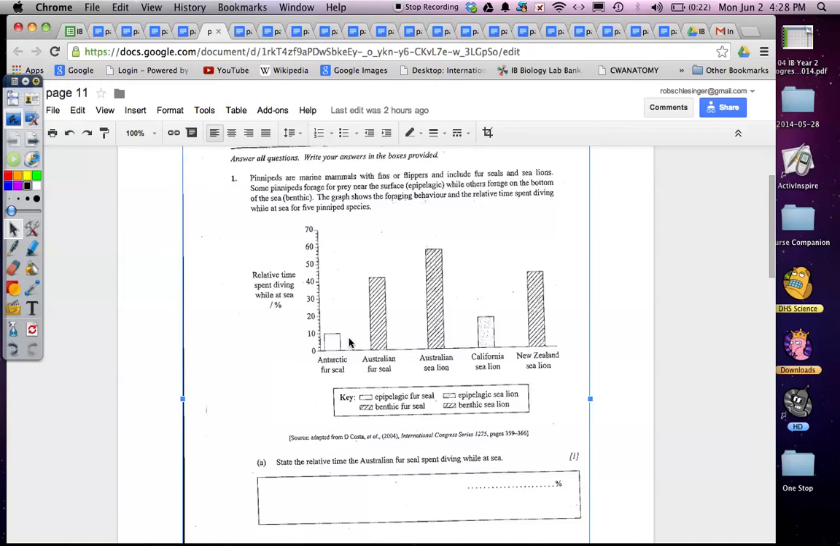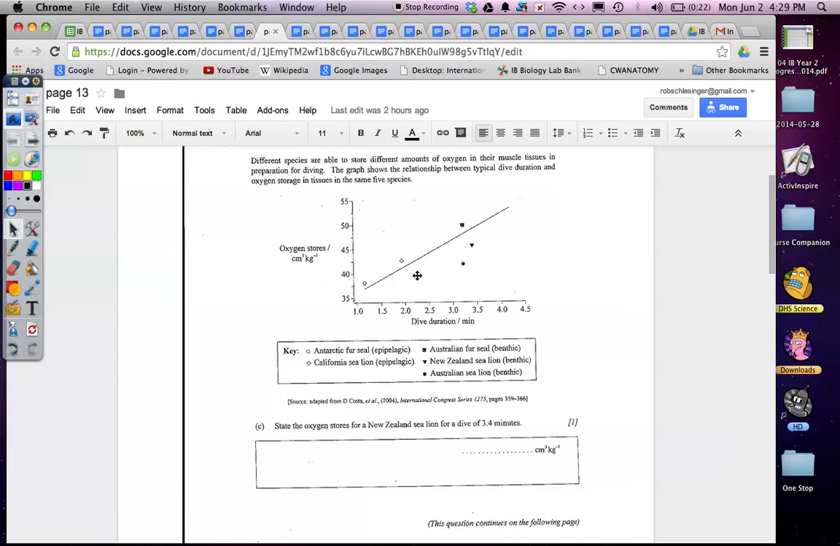forage on the surface. So I take those two points and I draw them together to say that the most significant cause of differences in relative time is their foraging habits. So again, point out the trends you see in relative time, point out the fact that they're either bottom feeders or surface feeders, and then tie those two ideas together.